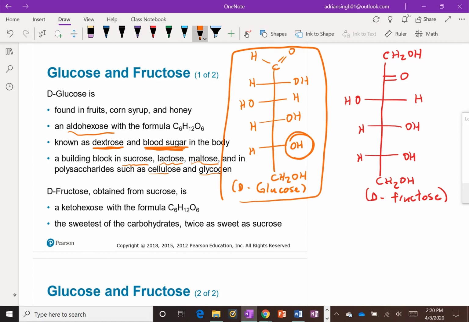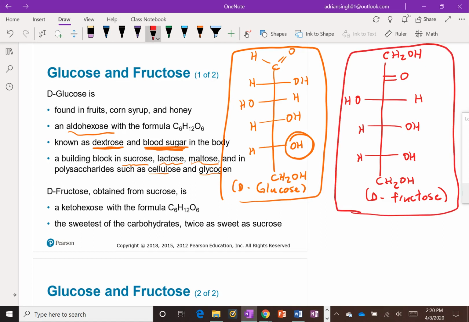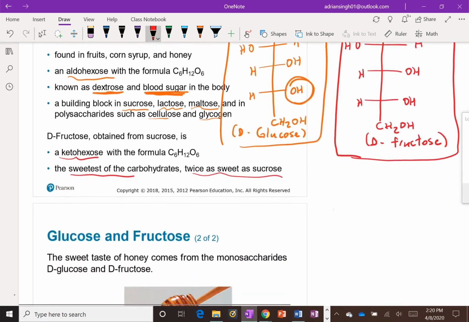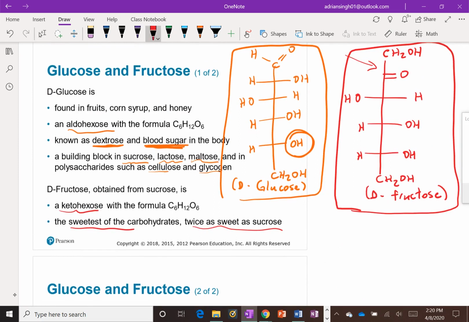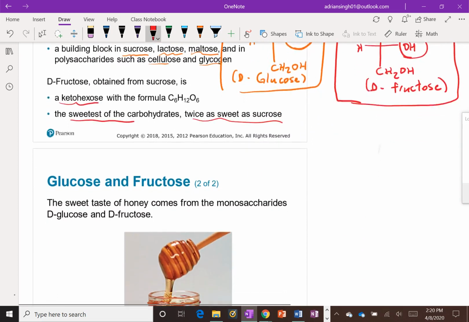glycogen. Fructose is the structure here in red, and fructose, when you look at the structure, it is a ketohexose. So there's our ketone group, and there are 6 carbons in the molecule as a whole. So it's a ketohexose. It's the sweetest out of the carbohydrates. It's actually twice as sweet as regular table sugar, which is sucrose. And this is the D isomer again, because the OH on the last chiral carbon is to the right.